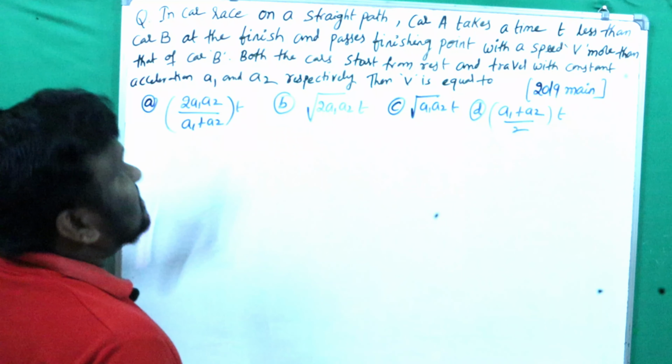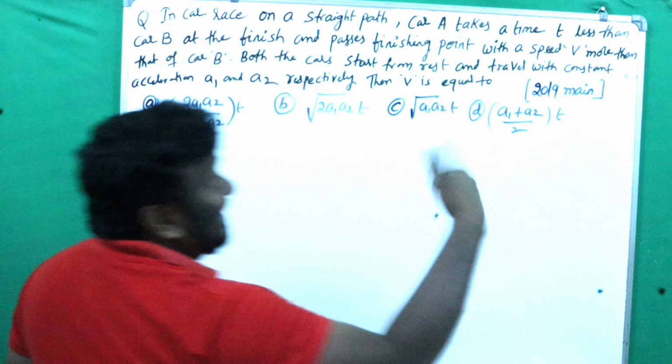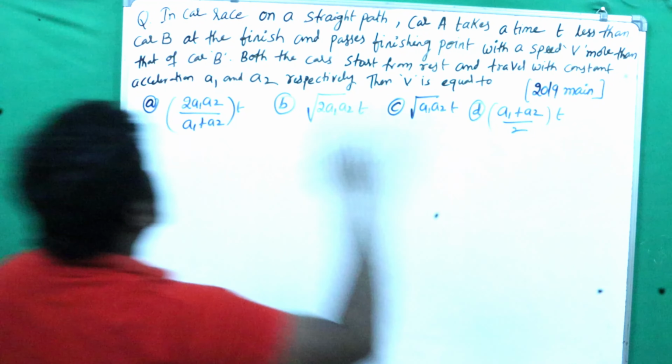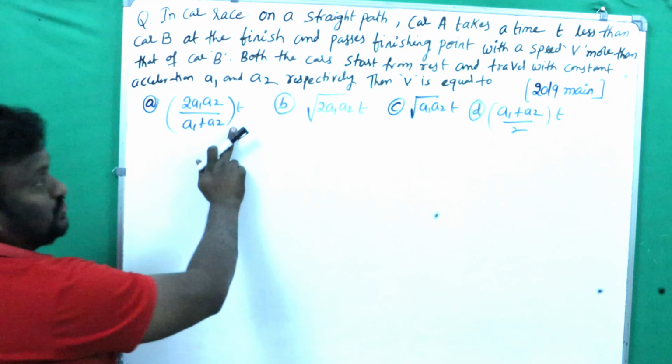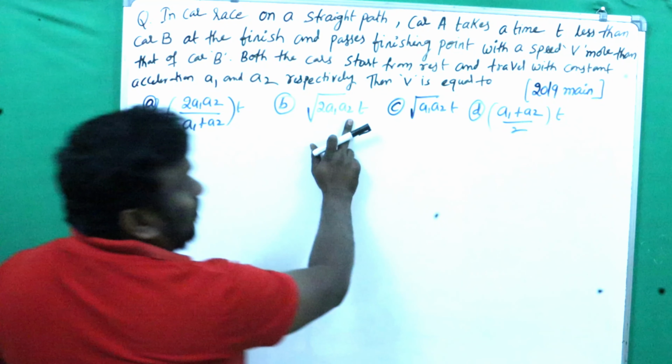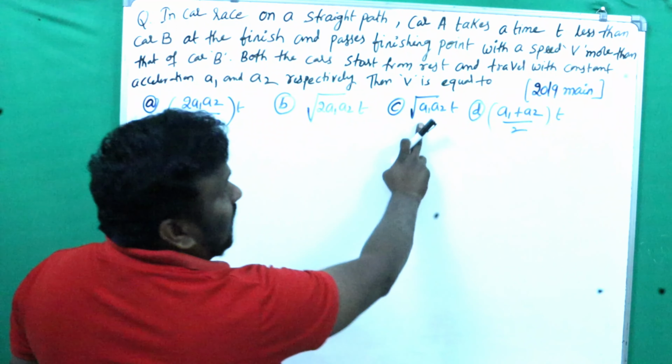In a car race on a straight path, car A takes a time t less than car B at the finish and passes the finishing point with a speed V more than that of car B. Both the cars start from rest and travel with constant acceleration A1 and A2 respectively. Then V is equal to what? Options are given: 2A1A2 by (A1 plus A2) into T, root 2A1A2 of T, root A1A2 of T, (A1 plus A2) by 2 of T.